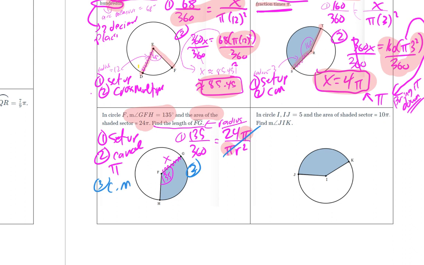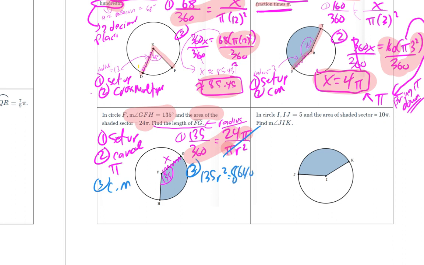Okay, so now if we do that, we're going to have, this is a little tricky, 135 times r squared. 135 times r squared is going to be 135 r squared, equals 24 times 360. If we put 24 times 360 into our calculator, that's going to give us 8640.